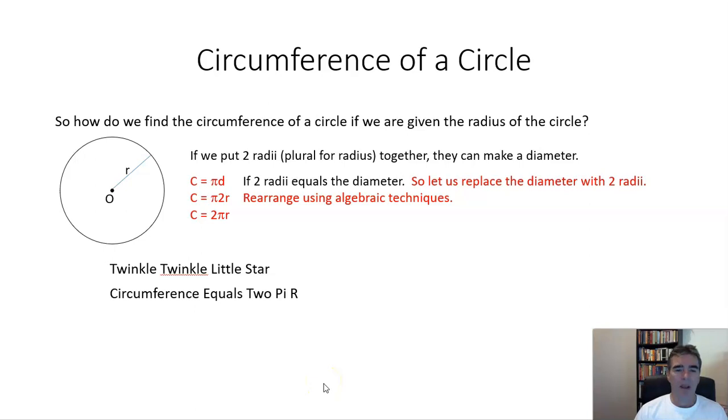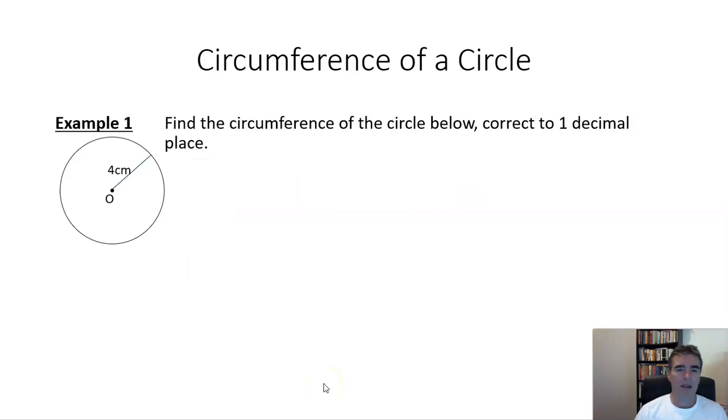So I think it's time for a couple of examples. Let's look at our first example. Let's find the circumference of the circle below. Because we've got that pi value, 3.141592655, and it actually keeps going, we want to round off our answer correct to 1 decimal place. Remember, once we think we've finished the question, read it again and it will tell us if we need to round it off at all.